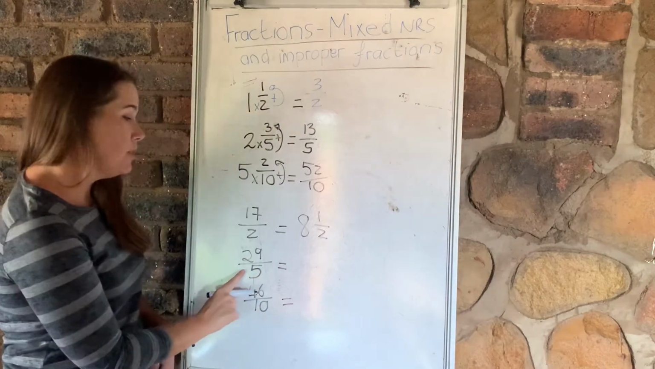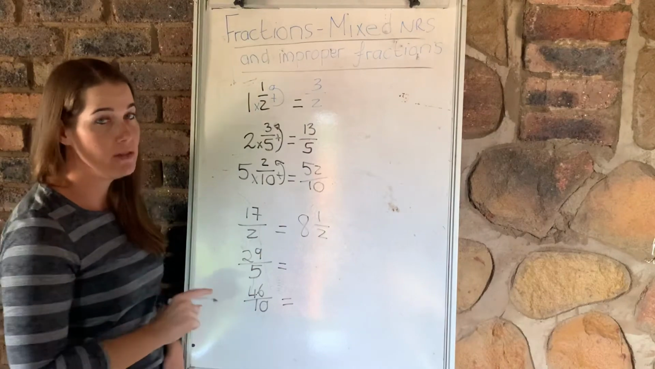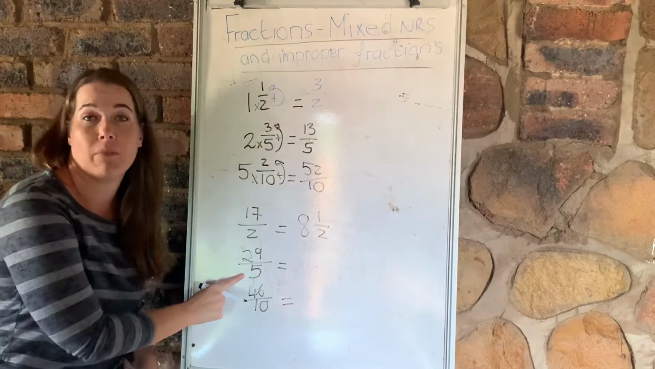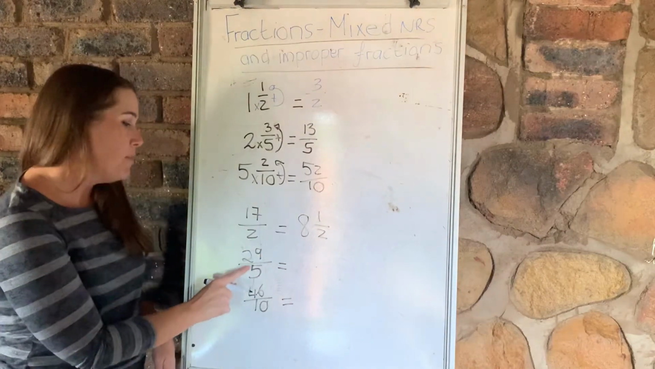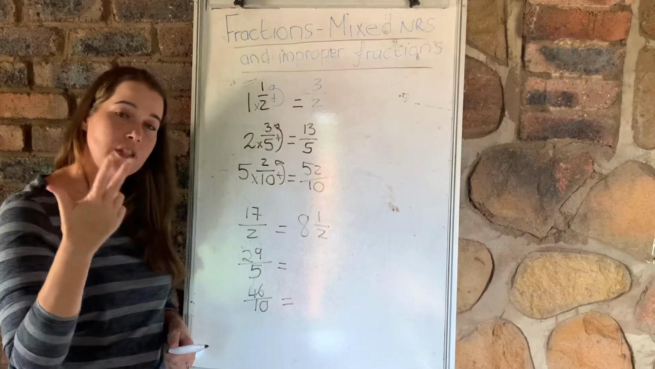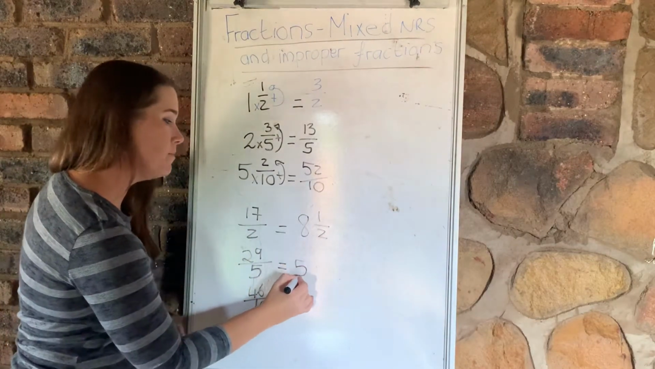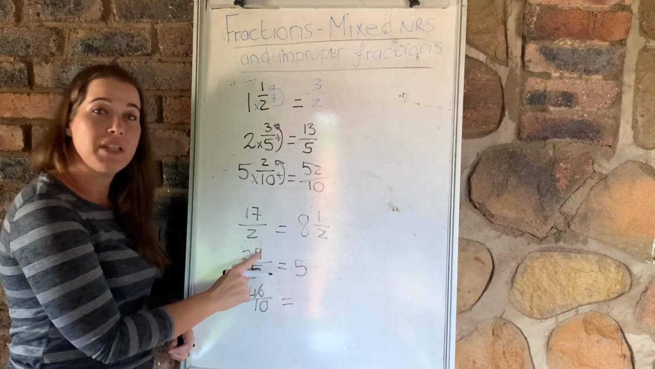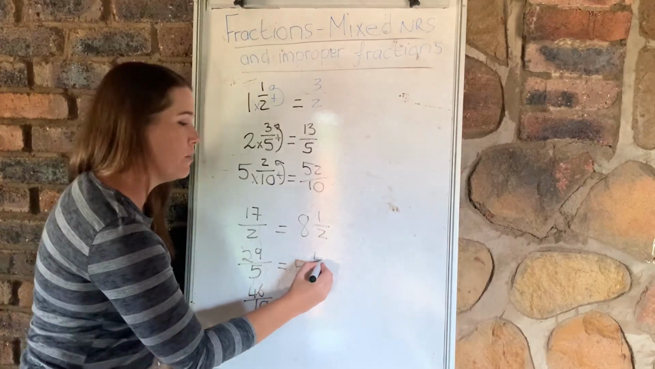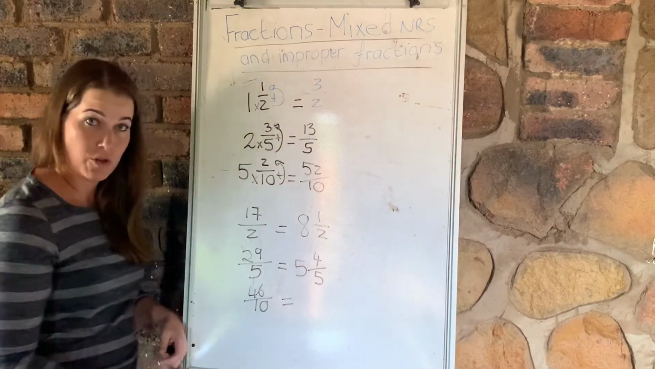Now let's change this improper fraction. Remember, it's an improper fraction because the top number, the numerator, is bigger than the bottom number, the denominator. How many times does 5 go into 29? 5, 10, 15, 20, 25. So it is 5 times. I had 29, but I only used 25. So I have a remainder of 4, and our denominator doesn't change.